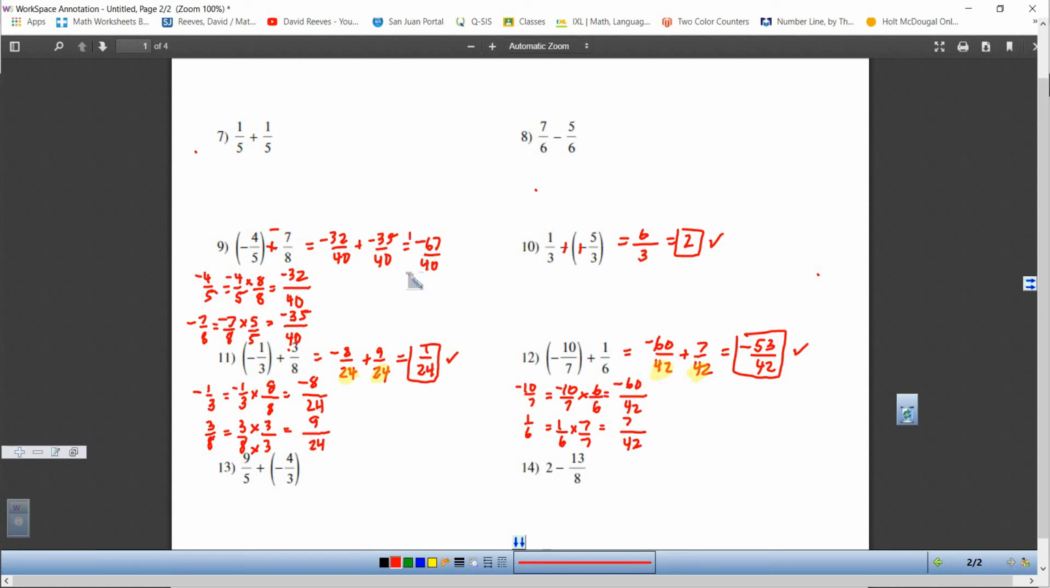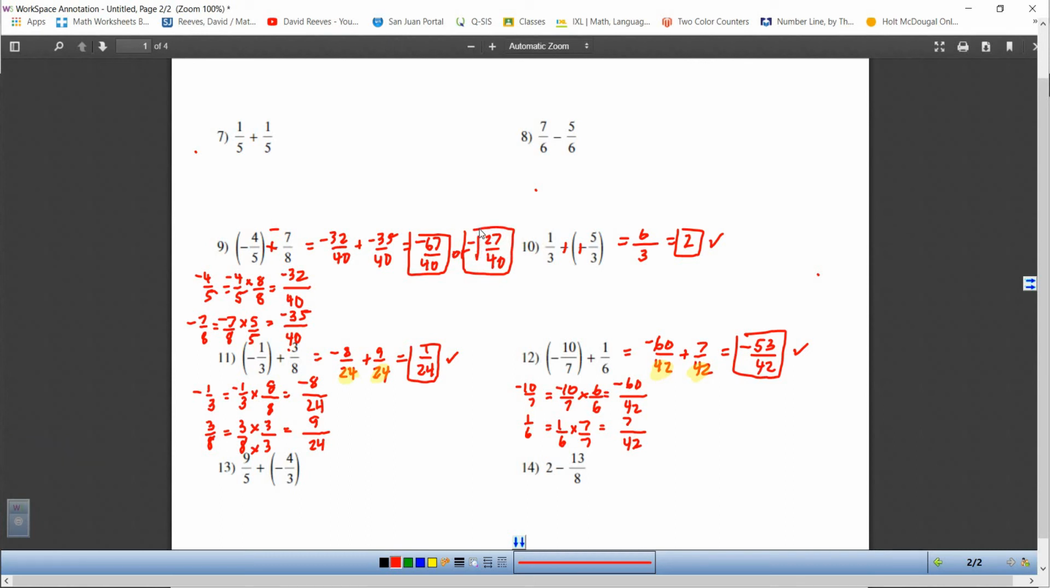And again, there's absolutely nothing wrong with that answer. Even though it's an improper fraction, you can leave it like that. All right, but if you don't like it, you could say 40 goes into 67 once with 27 left over. So there would be your mixed number answer right there.